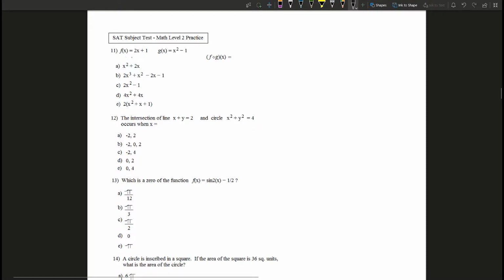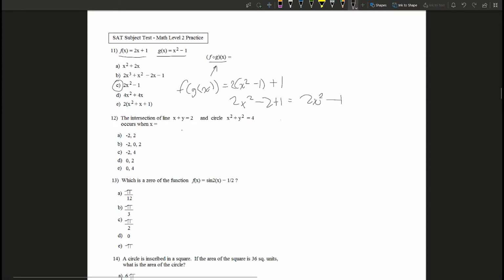f of x equals 2x plus 1, and g of x equals x squared minus 1. So then what is f of g of x? All this is you just need to plug g of x into f of x. So you do this by writing f of g of x. That's just another way of writing this equals 2 times (x squared minus 1) plus 1. So that's going to be 2x squared minus 2 plus 1, which is equal to 2x squared minus 1, which is letter C right here. So that's our answer.